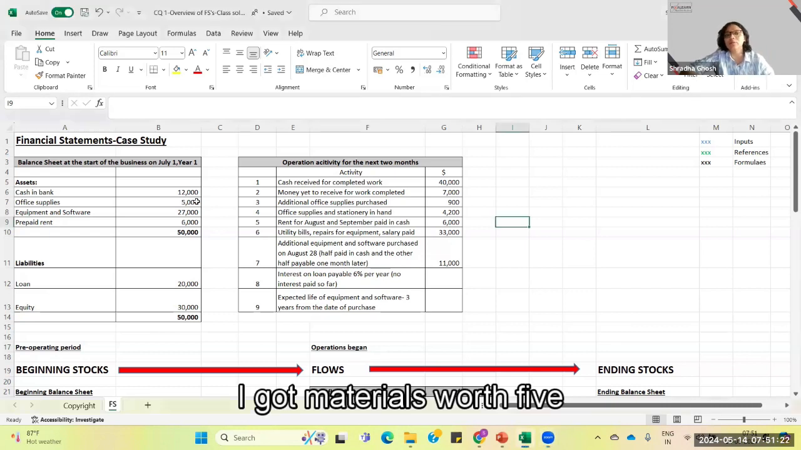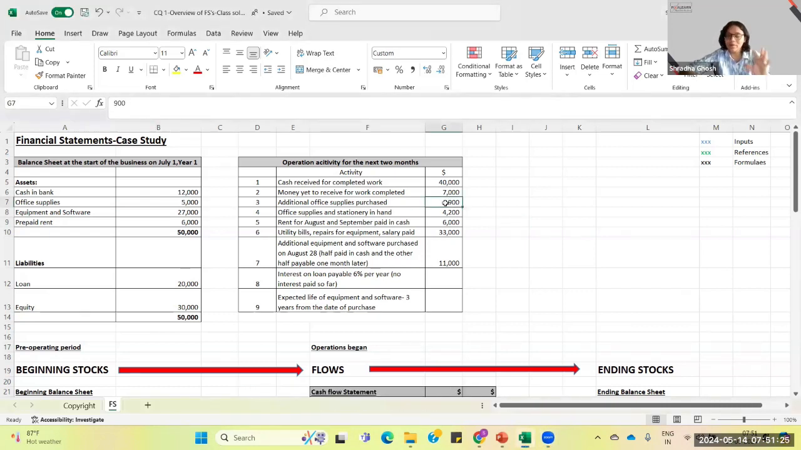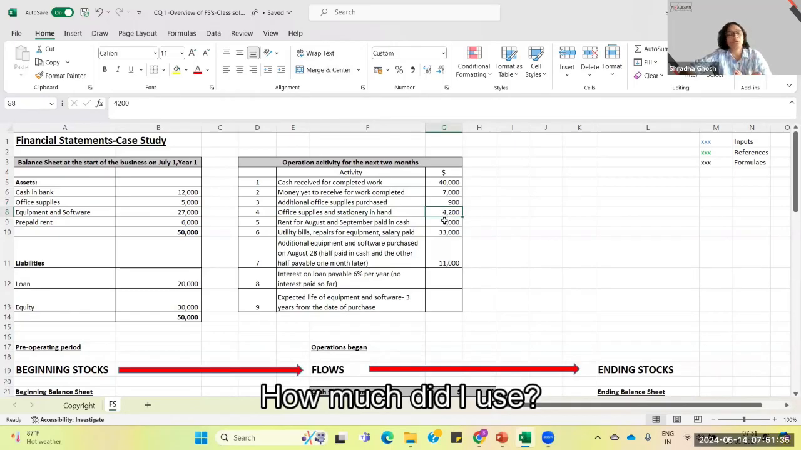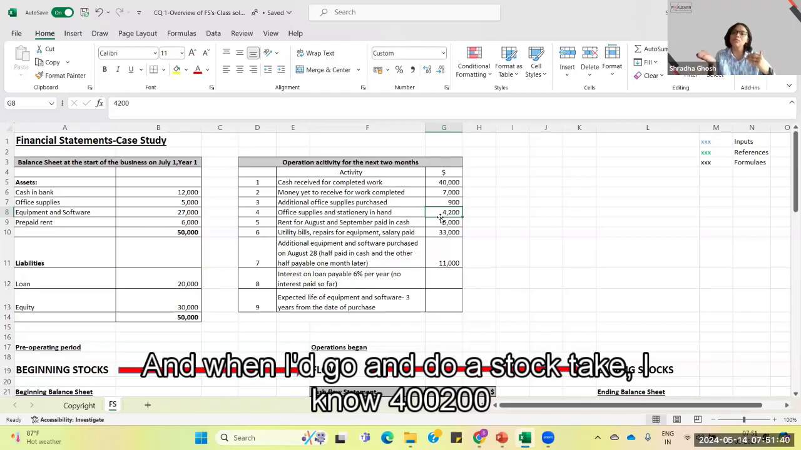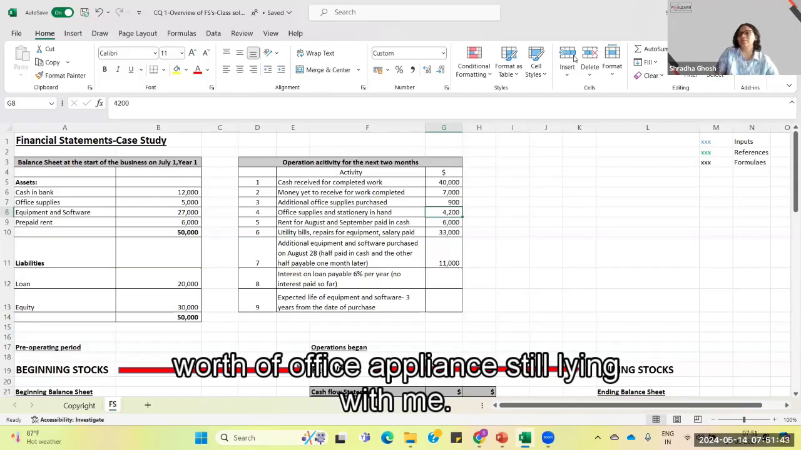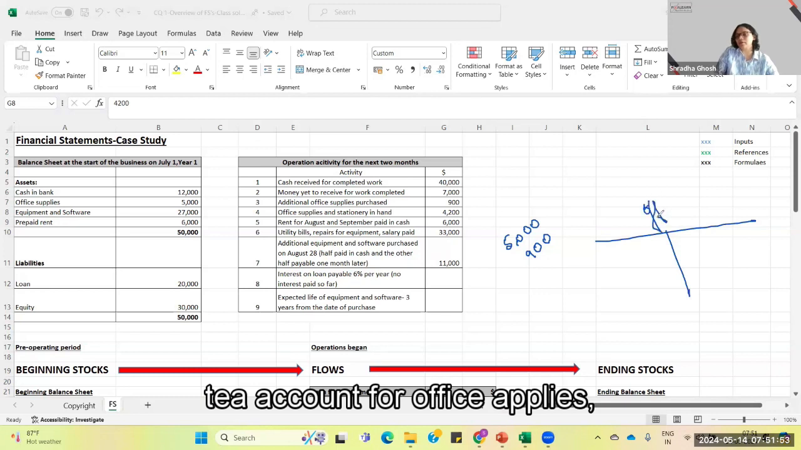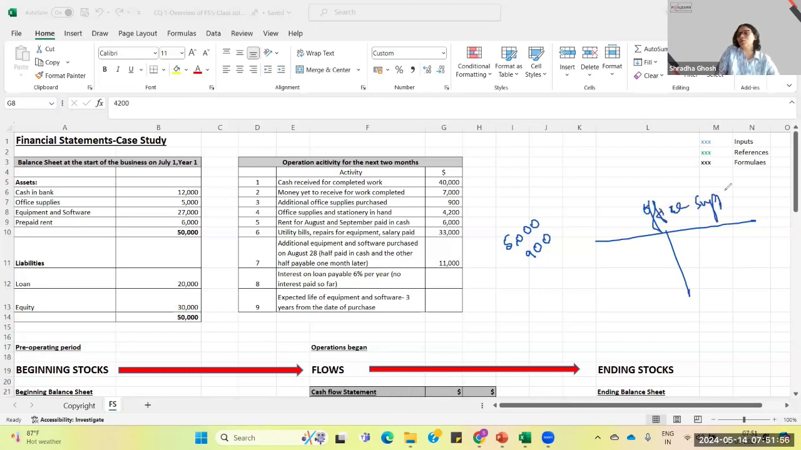I got materials worth 5,900 this year till now, out of which I am already left with 4,200. How much did I use? I bought 5,900. And when I do a stock take, I know 4,200 worth of office supplies is still lying with me. So I got 5,000 worth of office supplies, and I got a further $900. So if I make a T account for office supplies, what would happen? There are two approaches, guys.